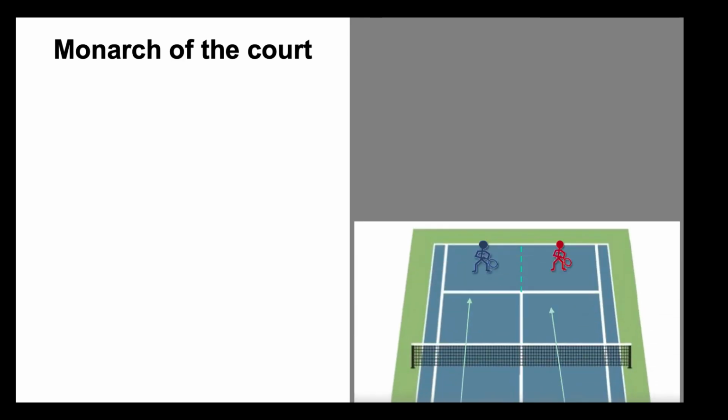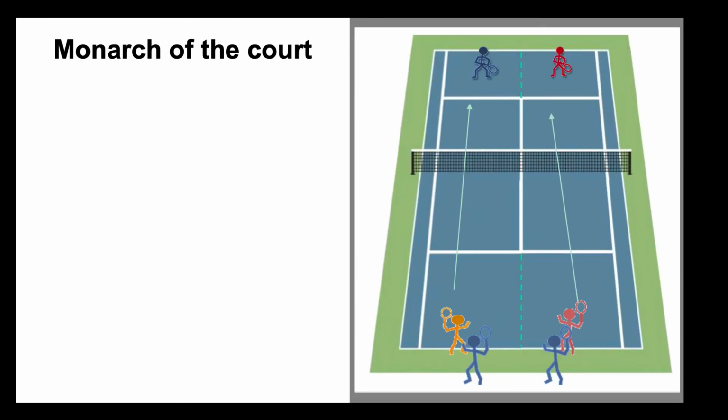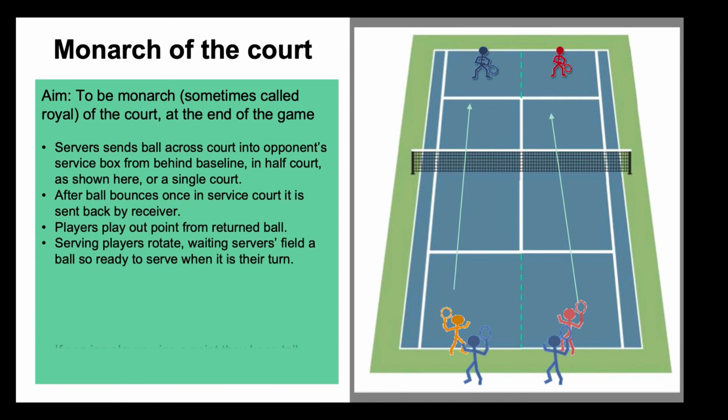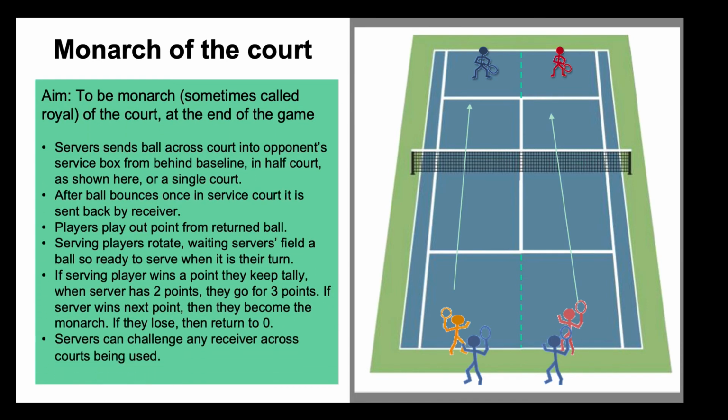Then there's monarch of the court. In this setup, in particular one here, you're playing in a half court area. And the goal here is to try to, at the server, become the receiver. So the receiver stays there. The trick is that as servers play, they serve, they play the point, they keep their score. If they win, they keep adding on. And when they get to 2 points, they say going for 3. If they get the 3rd point, they become the receiver, the monarch, or the royal, sometimes it's called. However, if they lose when they go for 3, they go back to 0.